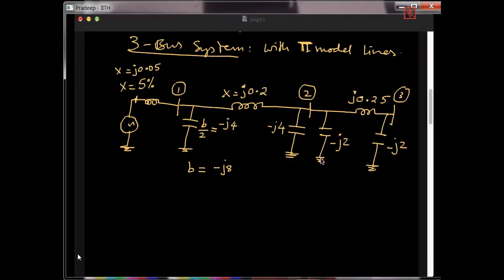Okay, so now for this network, I want to create the Y bus. At bus 2 there may be a load, and at bus 3 also there may be a load. No other information is given. So considering all this, I want to form the Y bus. Very easy, we can just do that by observation. So what you do? Admittances. 1 by j0.05 will be -j20. And here, 1 by 0.2 will be -j5. And 1 by 0.25 will be -j4. So this is small y23 equal to, and this is y12 equal to.